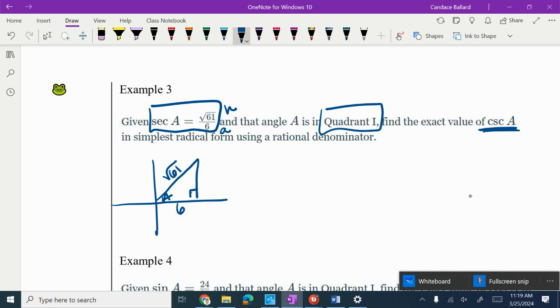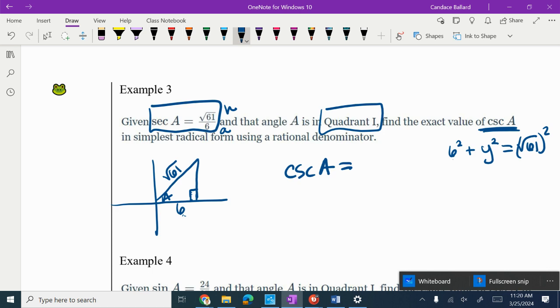I'm in quadrant 1, so I know everything's going to be positive. I have to find the cosecant of A. Well, I'm going to have to get the opposite in order to get the cosecant. How am I going to get the opposite? What do I have to use? I have to use the Pythagorean theorem again, don't I? But this time it's leg squared plus a leg squared equals the hypotenuse squared. Pick whatever letter you want.